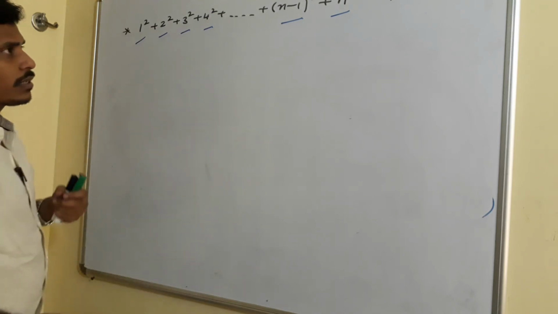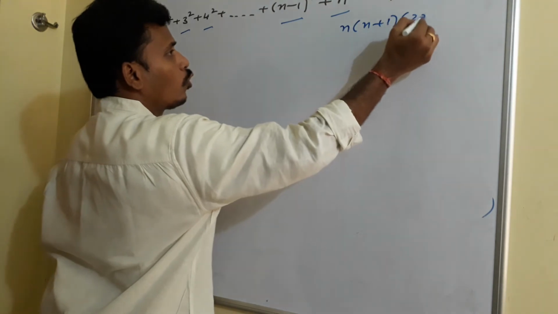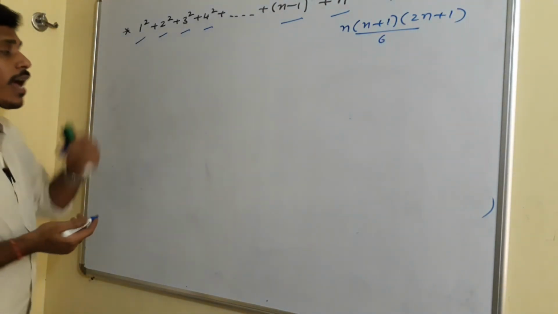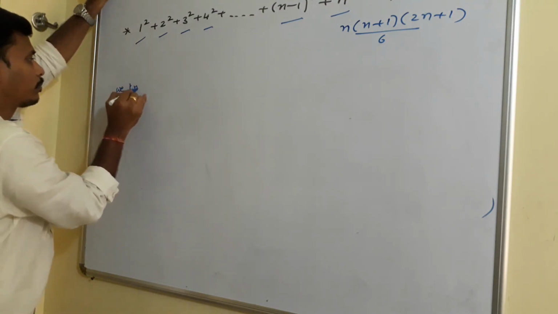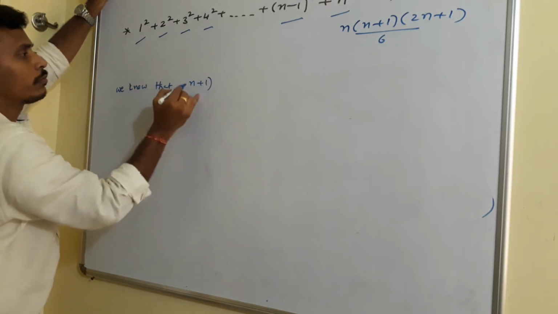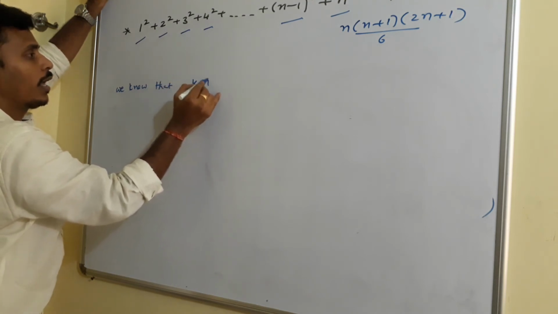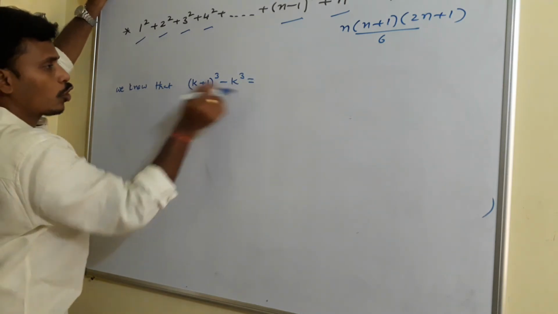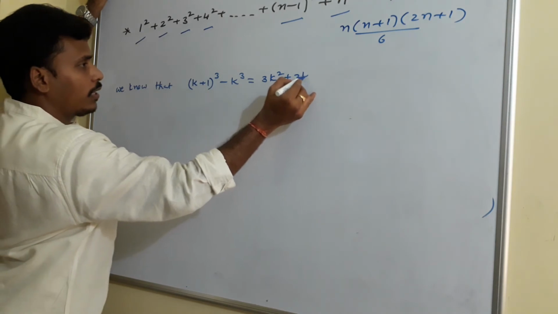The result for this problem is actually n into n plus 1 into 2n plus 1 by 6, and this is your answer at the end. To find that, I am starting with an identity, right? We know that n plus 1 whole cube, or you may take some k plus 1, or p plus 1, like that, some k plus 1. k plus 1 whole cube minus k cube, using the a plus b whole cube minus a cube formula, if you expand it, is 3k square plus 3k plus 1.